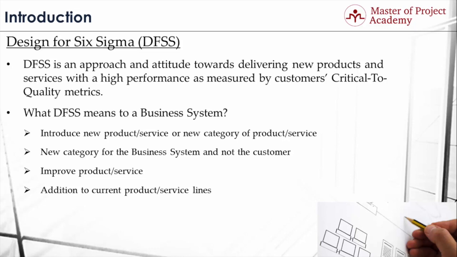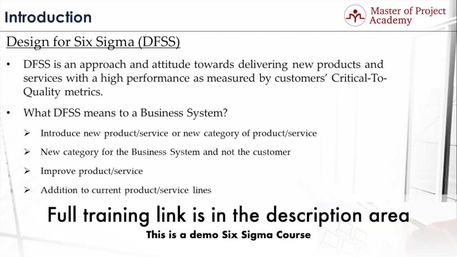What DFSS means to a business system. Introduce a new product or service or new category of product or service. New category for the business system and not the customer. Improve product or service. Addition to current product or service lines. During this lecture, we have seen Design for Six Sigma. During the next lecture, we will be summarizing what we have seen during this section.